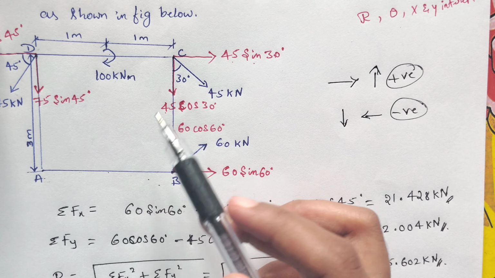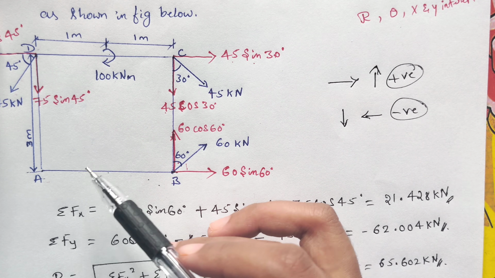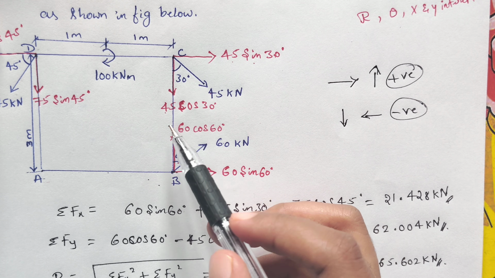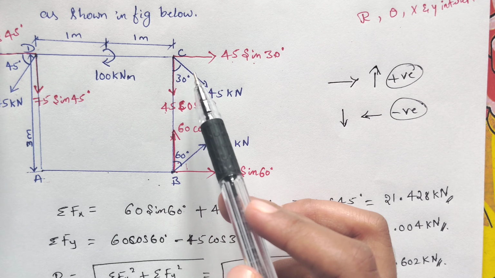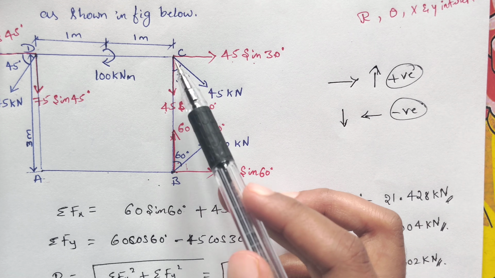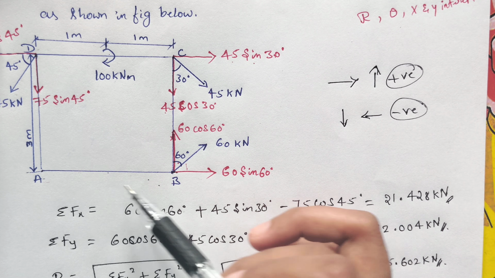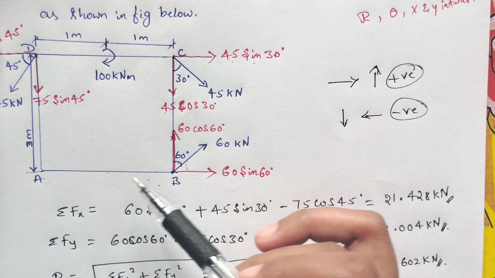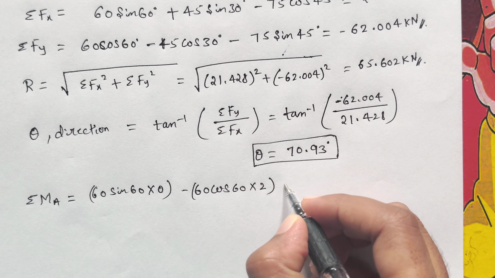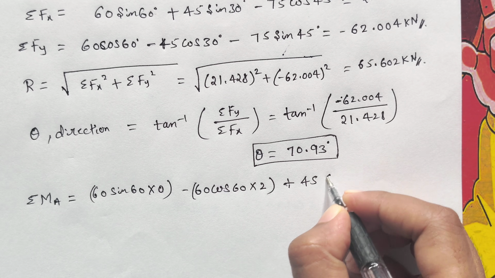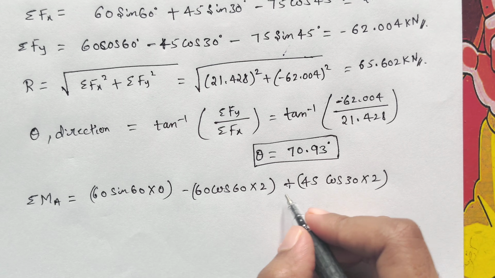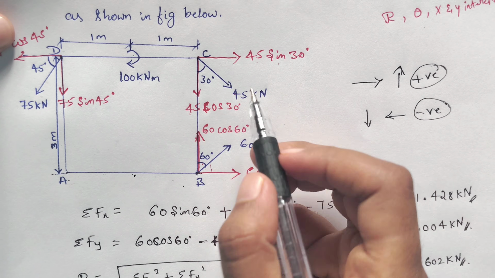Next, come to this force. This is moving towards A in clockwise direction. So it will be plus 45 cos 30 into 2. See the distance from here, the force is moving. This is the line of the force and this is the perpendicular distance till A. So this is 2 meters. So 45 cos 30 into 2. Since it is moving in a clockwise direction, it is plus.